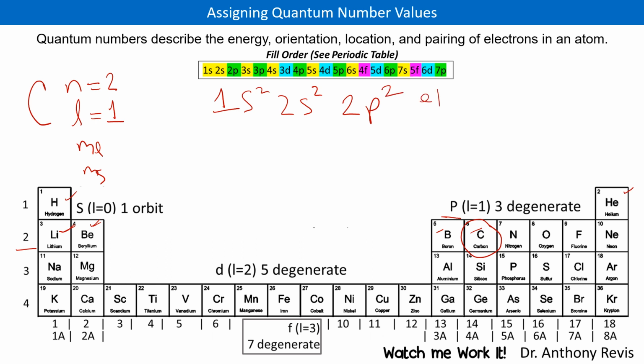So this is electronic configuration. Okay? All right, so we would write that electronic configuration. Let me clean it up a little bit for you. So this is our electronic configuration.